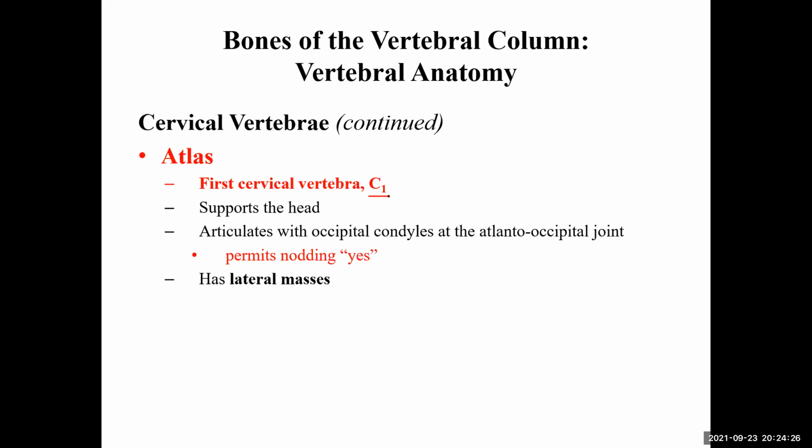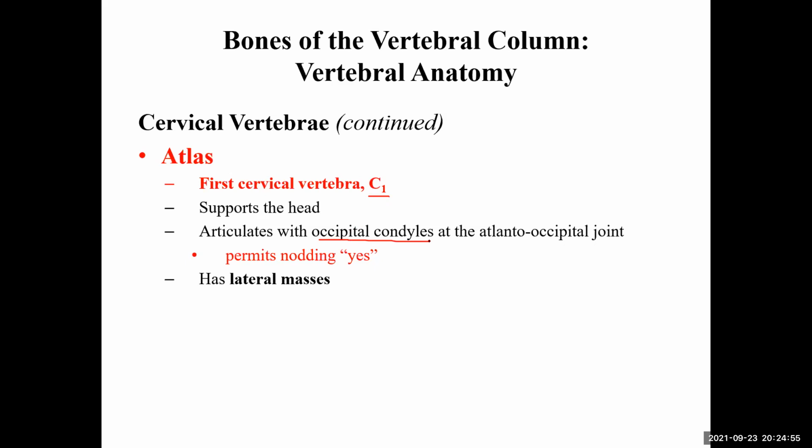It's the C1 vertebra that articulates with those occipital condyles. We saw those. Those are on the occipital bone on either side of the foramen magnum. And they form the Atlanto-Occipital Joint. And this joint, because of the way it's shaped, does one simple motion, moving your head forwards and backwards, or flexion and extension, basically nodding your head. Yes, dear. Yes, yes, ma'am.